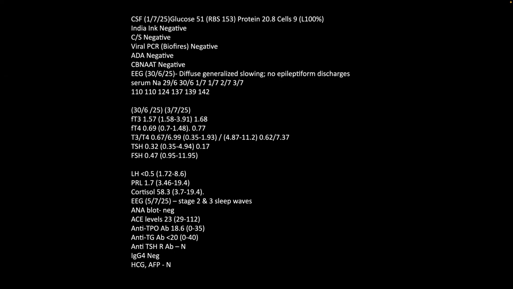To find the cause of this hypophysitis, we did an autoimmune workup and an infective workup, and everything came out negative so far. We also did an EEG for his encephalopathy, which showed stage 2 and stage 3 sleep, so basically it was hypersomnolence secondary to query hypophysitis. The autoimmune workup, ANA, ACE levels and IgG4, which it can be secondary to, also came out negative. HCG and AFP were normal. So basically no cause was found. His CSF showed sugar of 51, protein of 20, and 9 cells, mostly lymphocytic. The CSF was already done there, and after that they had given 1 dose of steroids.